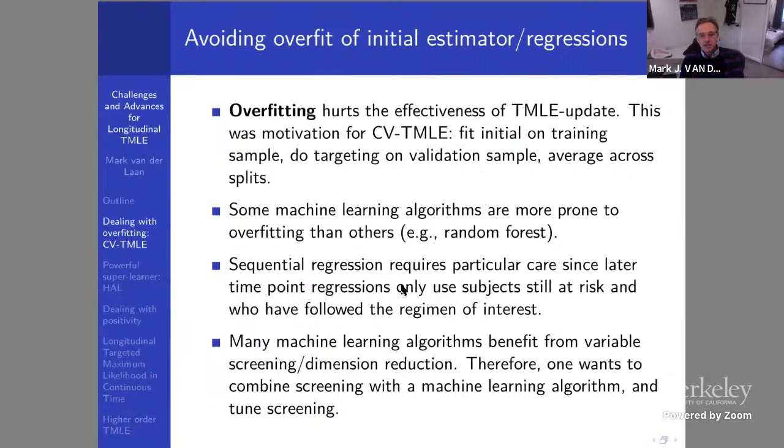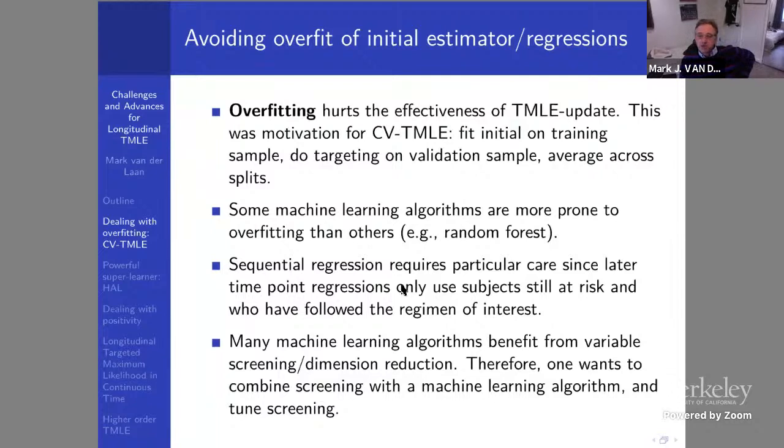Sequential regression in this longitudinal targeted maximum likelihood story requires particular care, since in that case we start by running the regression of the final outcome given the past, and then the next given the past, and so on. The ones you start out with are at the end, so these are only conditioning on the people who are still in your sample, who haven't dropped out yet and have also followed the regimen, which is of course a long regimen at that final time point. That means there are many fewer people still following your regimen and haven't dropped out yet, so you are potentially fitting that regression on a relatively small sample.